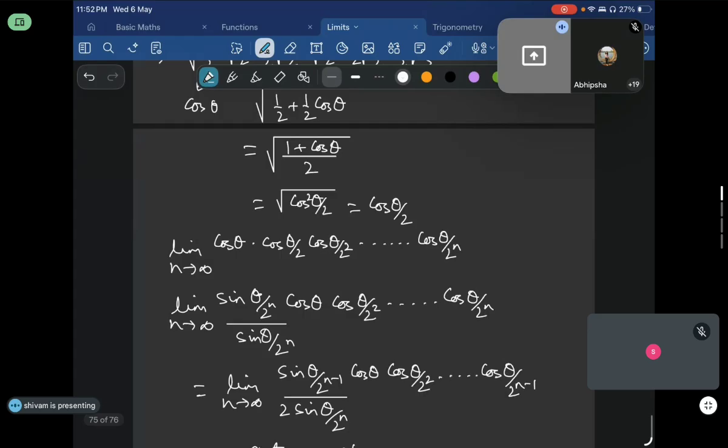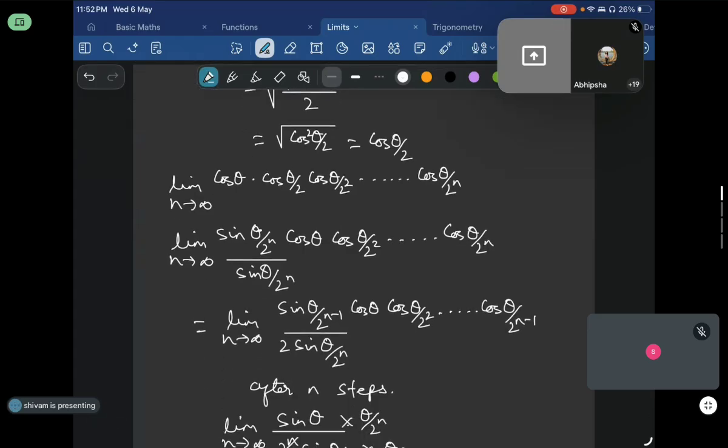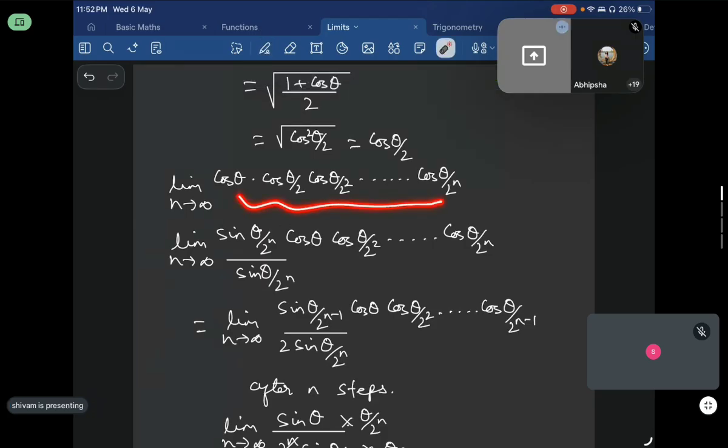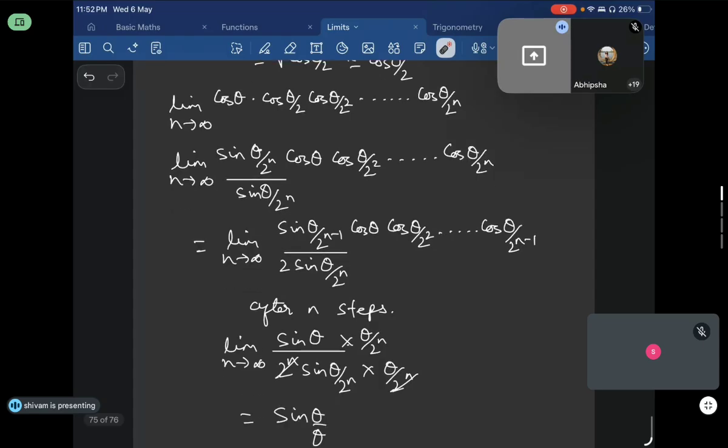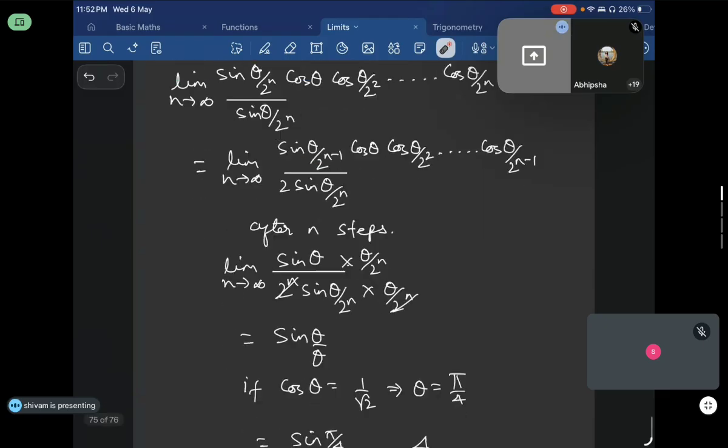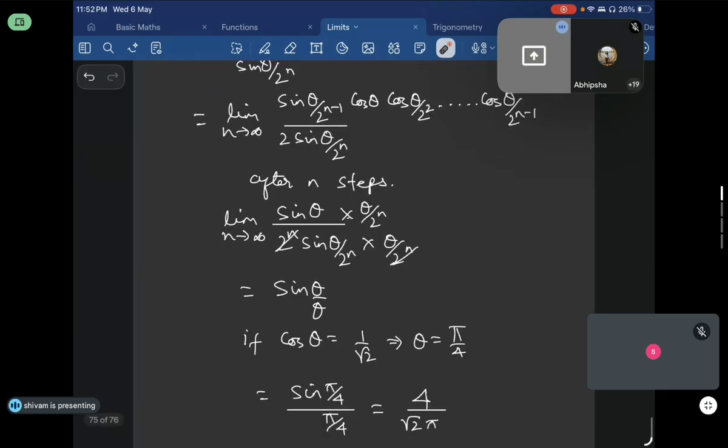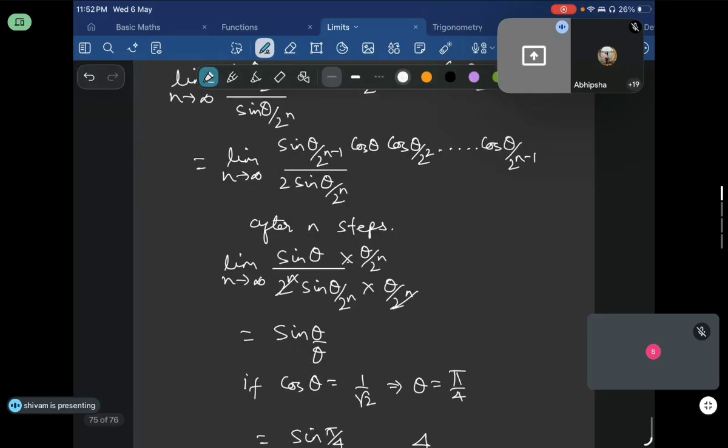Everyone, over here there are how many terms? Just check. Over here there are n plus 1 terms, right? Pay attention. If you just multiply by cos theta by 2 to the power n, this will become sine 2 theta. Ultimately, you'll get sine theta cos theta, right? So after n steps, this will be sine 2 theta.